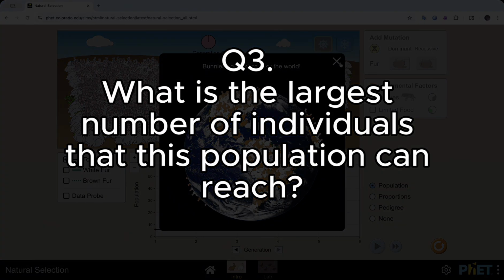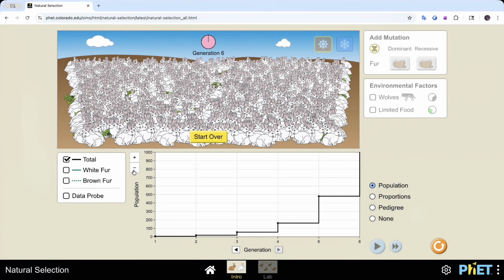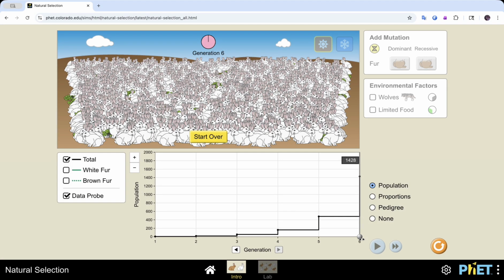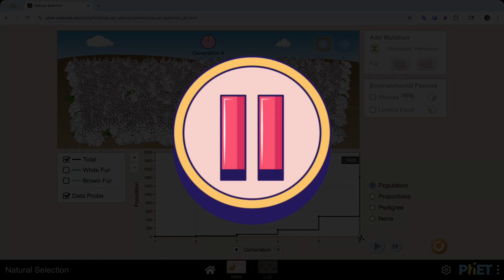Now let's find the carrying capacity. Click the minus button to zoom out so we can see the full graph together. Use your data probe and hover over the highest point on the graph. You can see the population reaches a maximum of 1,428 bunnies before the simulation stops it. So the carrying capacity under these conditions, with no limiting factors, is 1,428 bunnies. Great work completing Challenge 2.